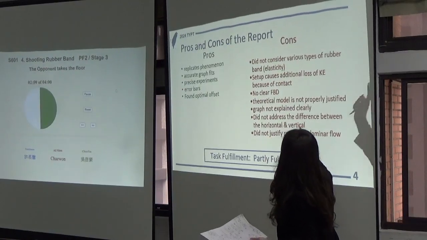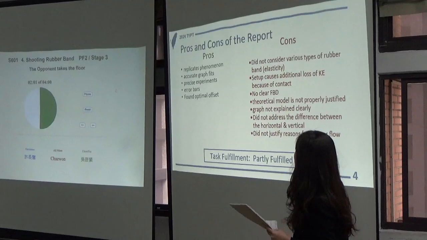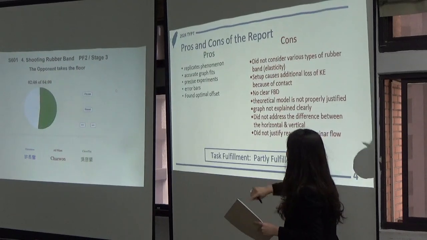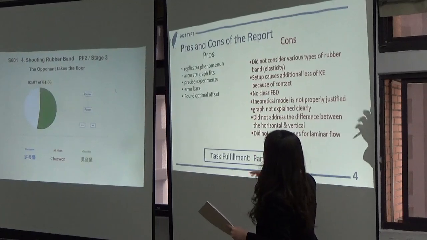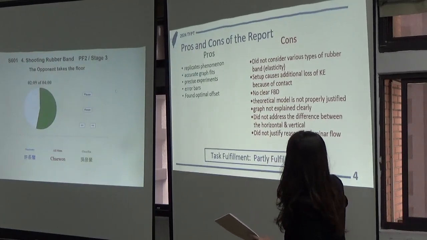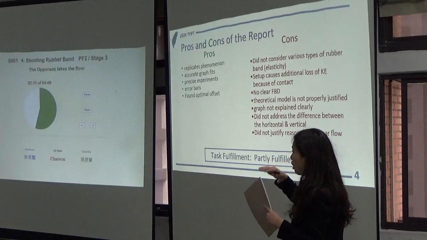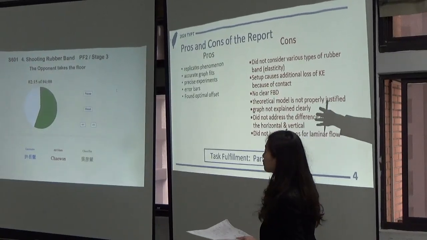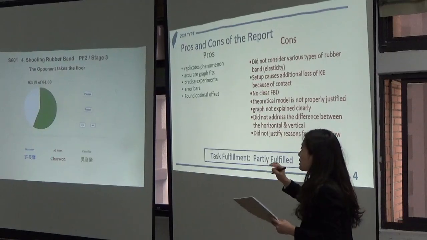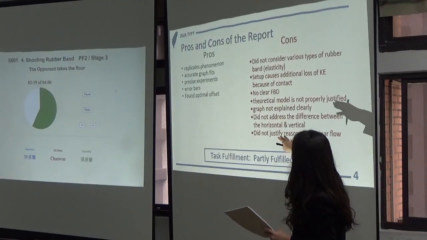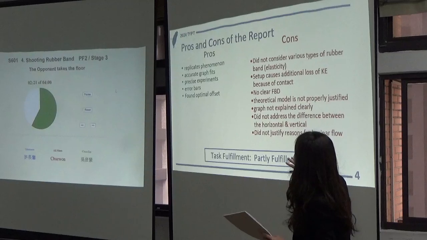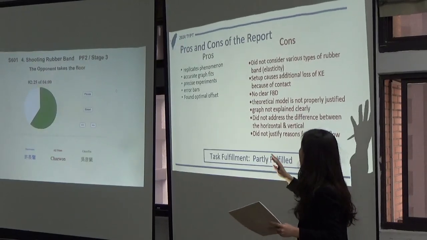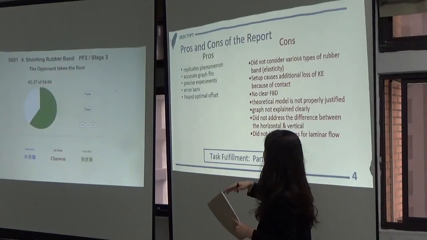They did not consider the various types of rubber band, because the elasticity or the rigidity will change the trajectory of the rubber band. The setup causes an additional loss of kinetic energy because of the contact of the rubber band and the gun. There was no clear free body diagram to describe what was happening in the rubber band, and the theoretical model is not properly justified. Also, the graph was not explained very clearly of how the rubber band is going through the forces.